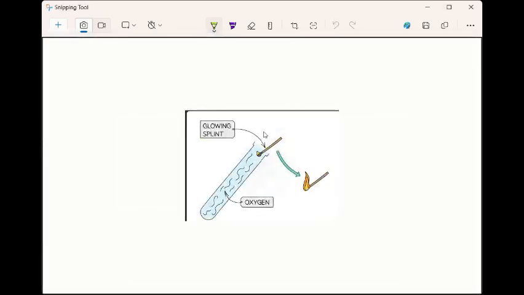The test for oxygen is a glowing splint. A glowing splint is a little bit yellow-red. If you put it in oxygen, it will relight it, so it will set back on fire. So oxygen should relight a glowing splint.